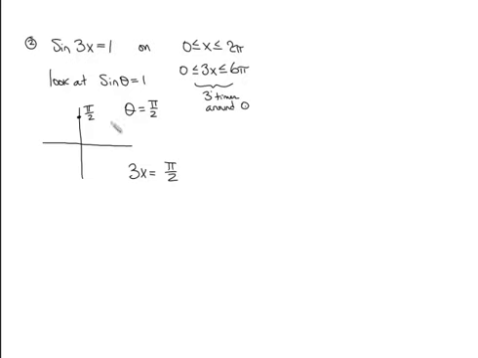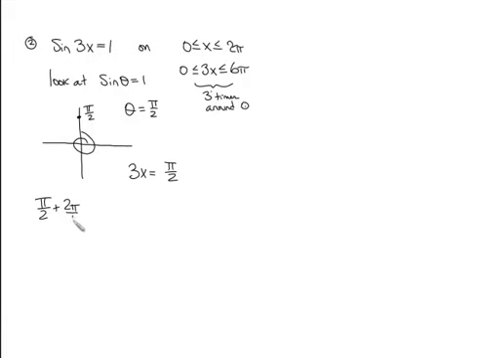So the first time around the circle, from 0 to 2 pi, we get an answer of pi over 2. The second time around the circle, we're going to go all the way to 2 pi, and then an additional pi over 2. And so we're going to take pi over 2, and we're going to add 2 pi to it to get a coterminal angle the second time around the circle that has the same coordinates.